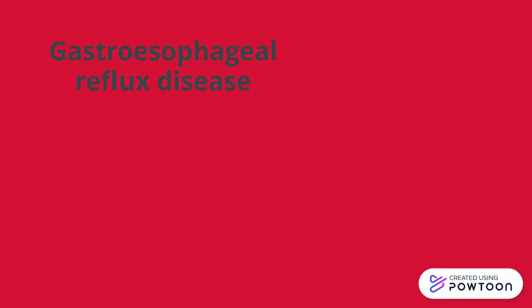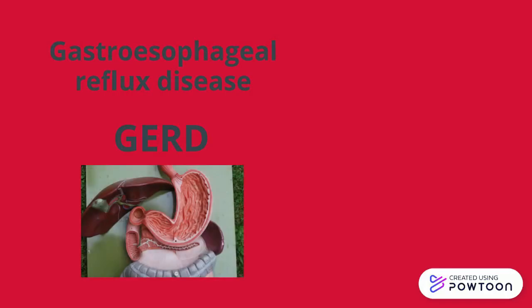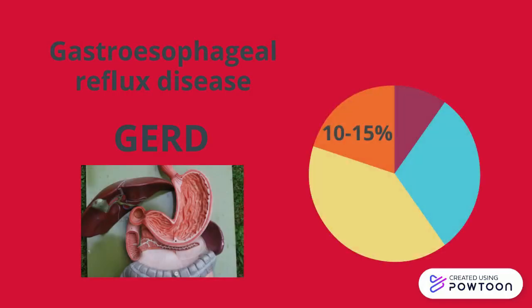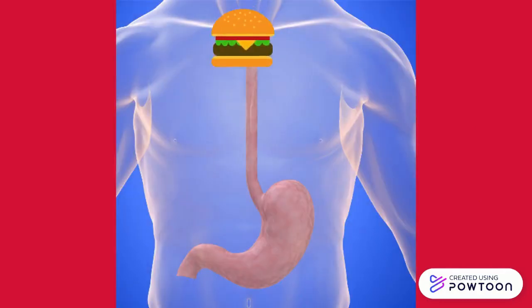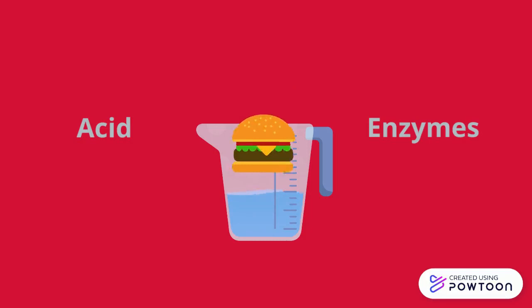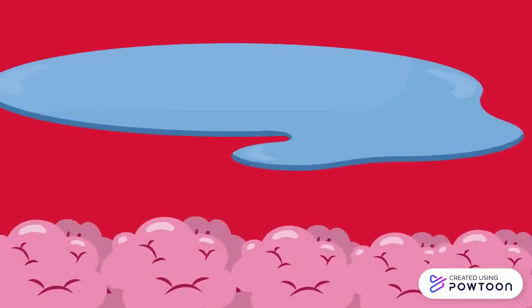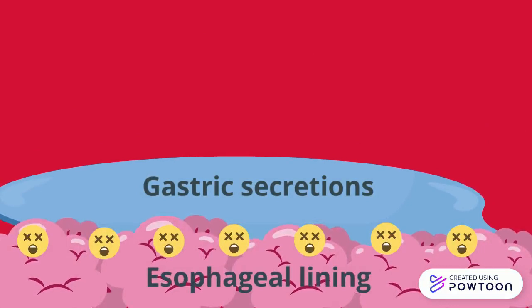Gastroesophageal reflux disease, or GERD for short, is one of the most common gastrointestinal diseases in Australia, with approximately 10 to 15% of the population affected by it. To begin with, when we eat food, it first travels down our mouth, into the esophagus, and then into the stomach. In the stomach, there are secretions made of acid and enzymes to digest the food. However, due to a low pH, these secretions can also damage unprotected tissue, such as the esophagus.